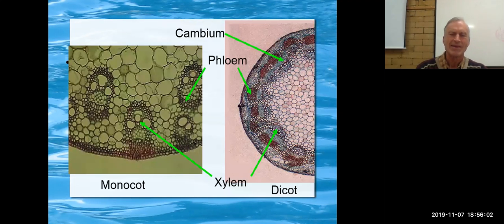So here it is with labels. There's the xylem, which is the larger cells, the larger tubes that conduct the water, and then there's the phloem. And almost always the phloem is going to be towards the outside of the stem, and the xylem is going to be towards the middle of the stem. Even on the monocot, where the vascular bundles are scattered throughout the stem, the xylem will be closer to the center of the stem and the phloem closer to the outside of the stem.